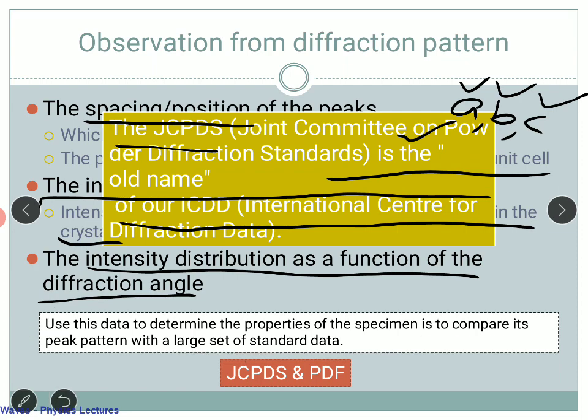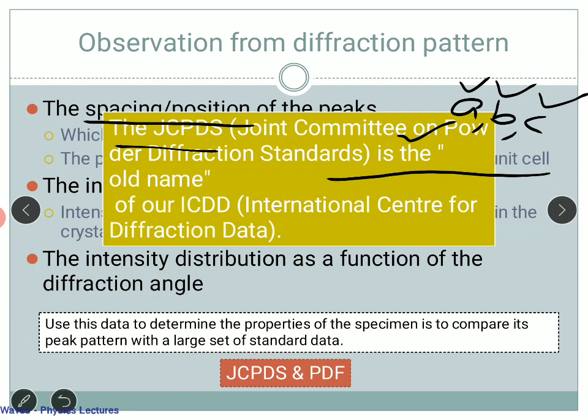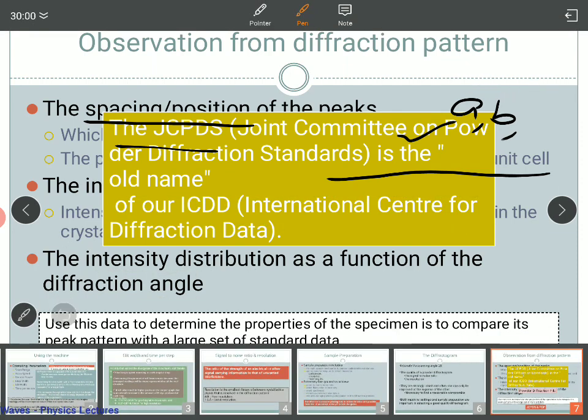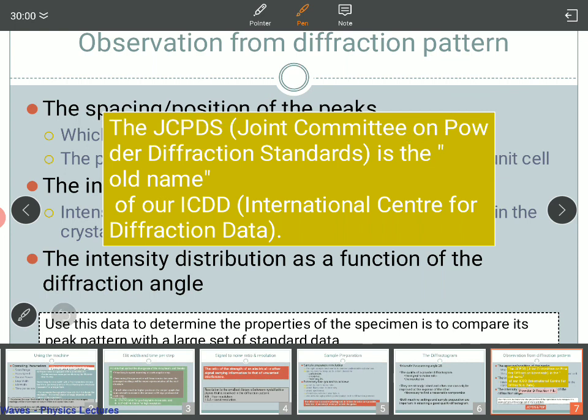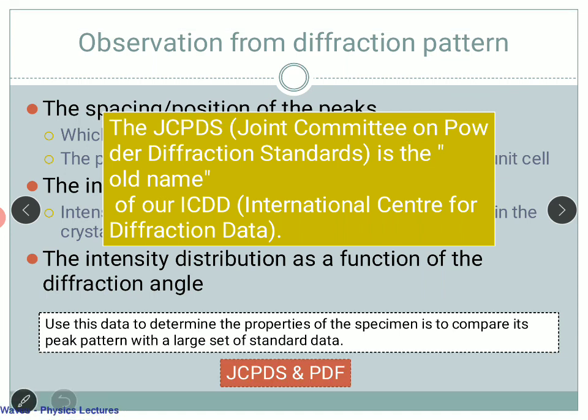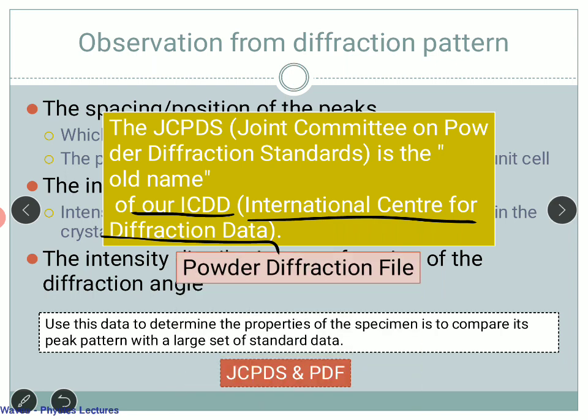So, JCPDS stands for Joint Committee on Powder Diffraction Standards, and this was the old name. Nowadays, it is more popularly known as ICDD, the International Center for Diffraction Data, and they provide files called powder diffraction files. These are not freely available.